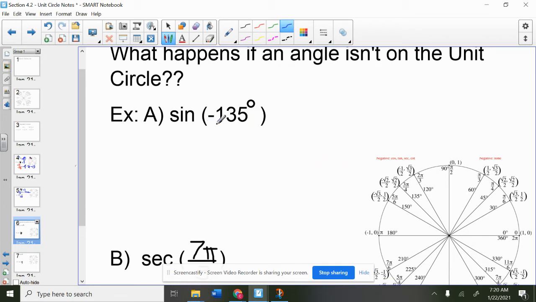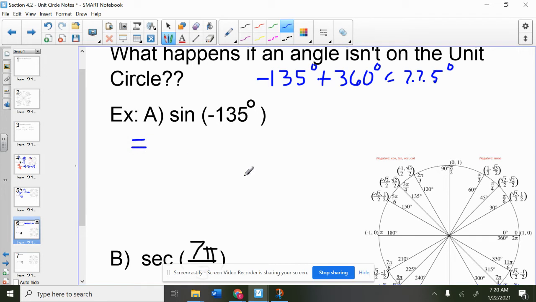So what I need to do is I need to say, okay, well, negative 135, that's not exactly what I want, but I know if I take that negative 135 and I add 360, I'll go around the unit circle once and come back to it. So if I simply do that, I get 225. So what this means is that this is the exact same thing.